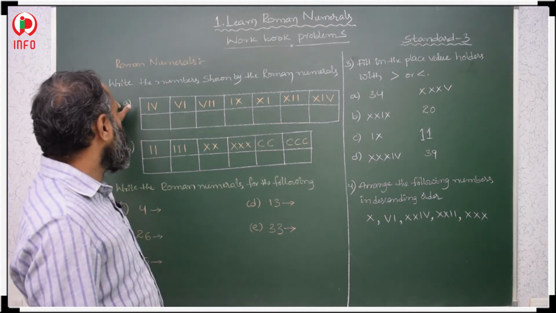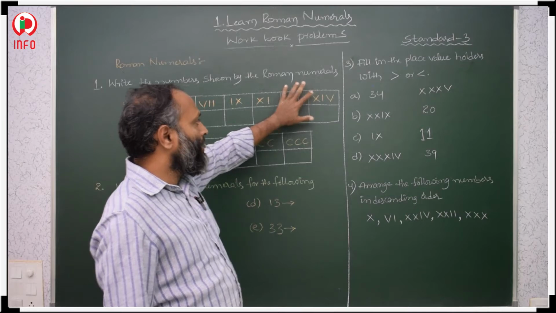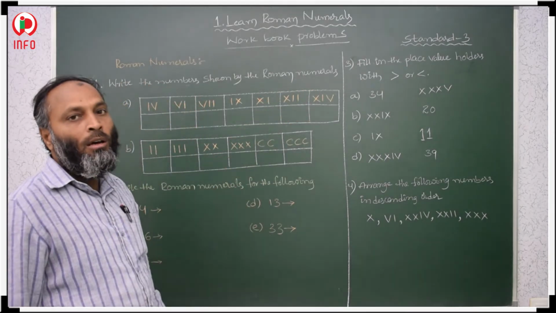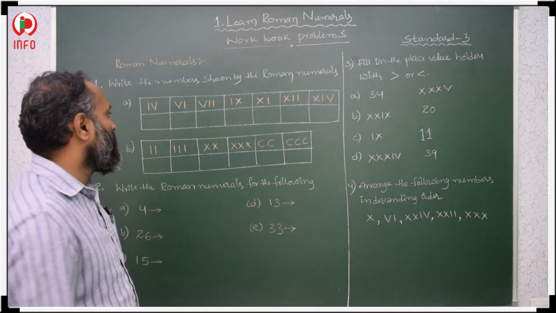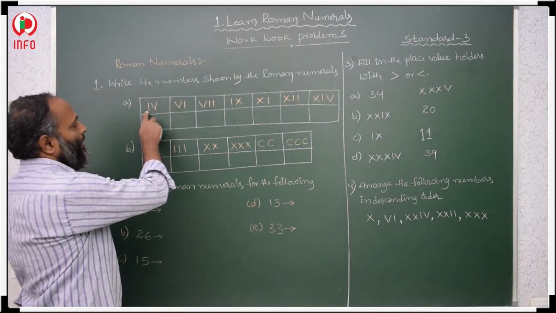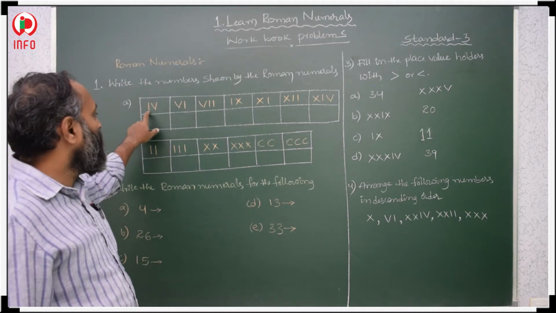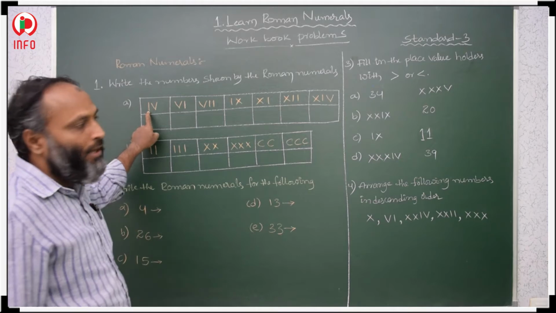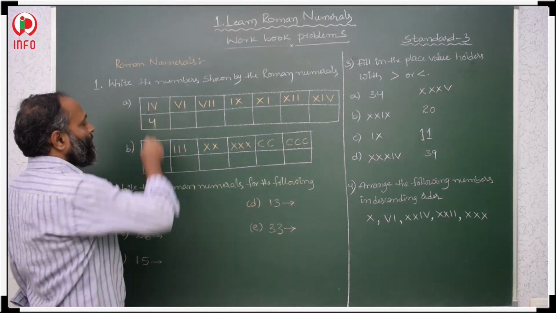For the first question, the Roman numerals are given, and we have to convert them into Hindu-Arabic numerals. Then IV. I means 1, V means 5. If a smaller number comes first, we have to subtract. This is the rule in Roman numerals. 5 minus 1, that is 4.